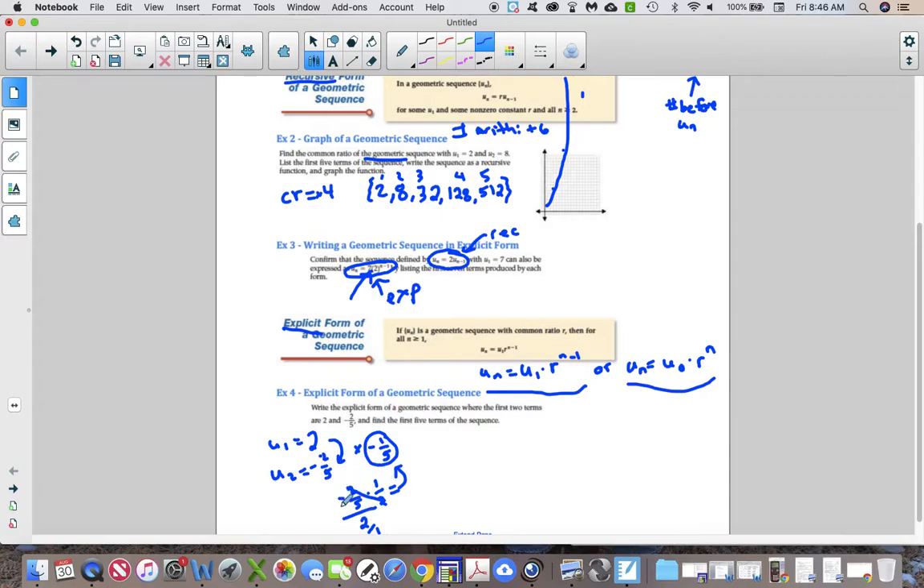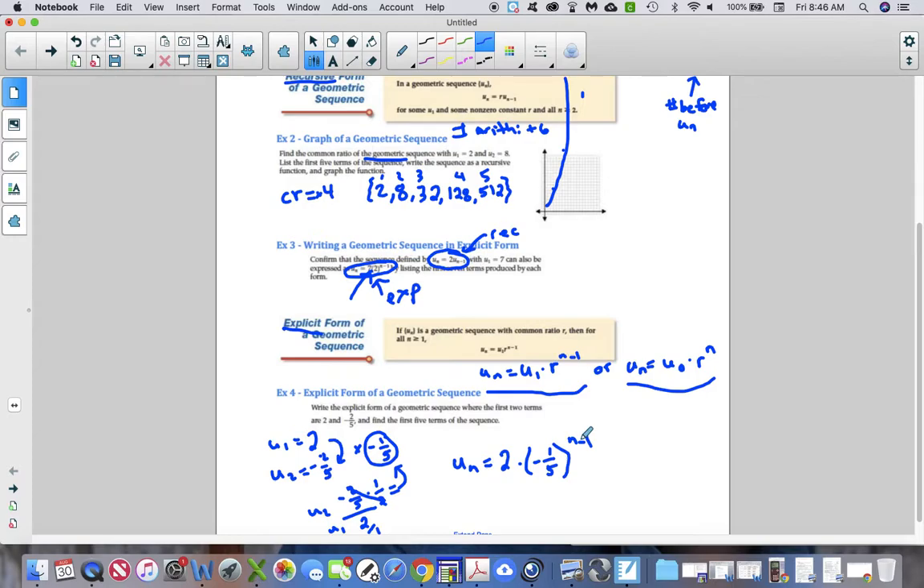If you can do it in your head, that's fine. If you can't, take the second term, U2, and divide by U1. That's how you do that. So negative 1/5 is my common ratio. So this is going to be really easy to write the explicit form. It is just U sub n equals, my U1 was 2, multiplied by negative 1/5, and since I'm using U sub 1, I have to do the n minus 1 power.